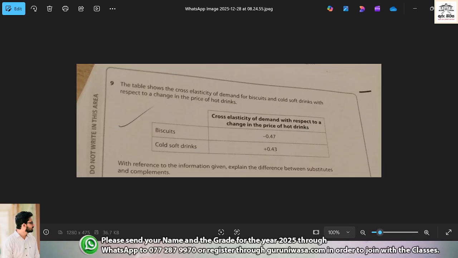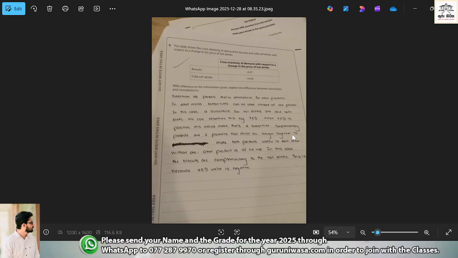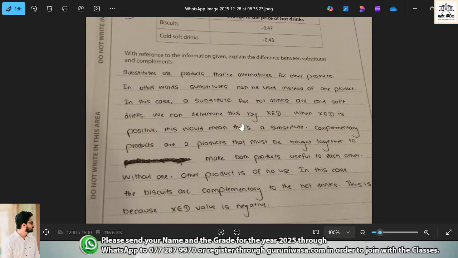And you can explain the relationship between cold soft drinks and hot drinks. This is the answer of one of my students.